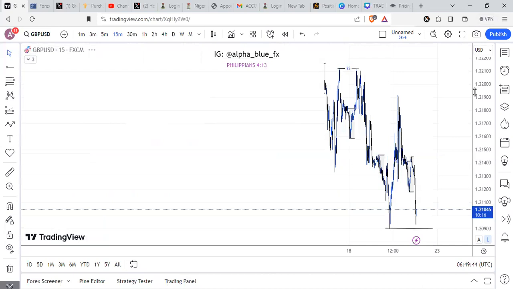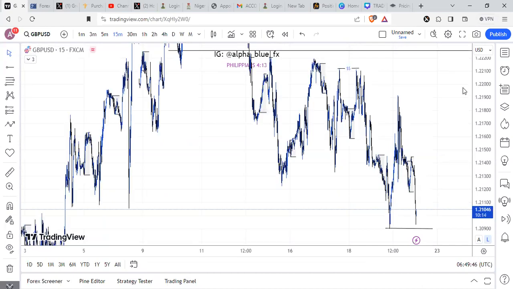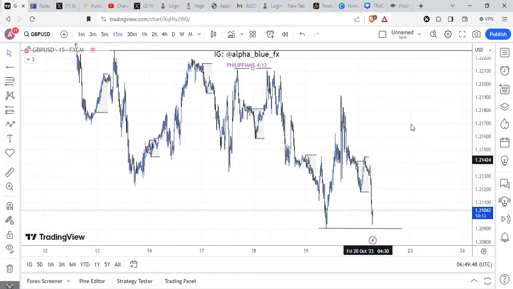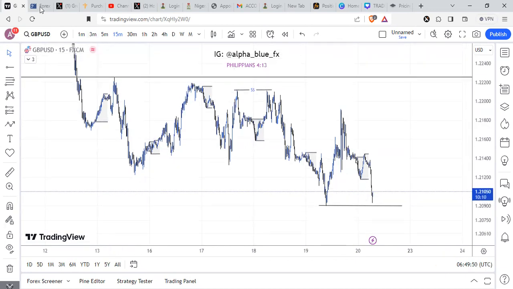Now let's look at GBPUSD. GBPUSD is doing something quite different, and that is because there was GBP news this morning.